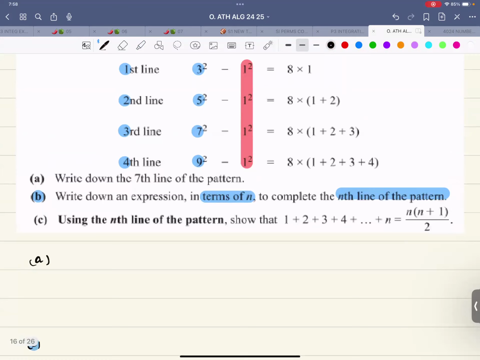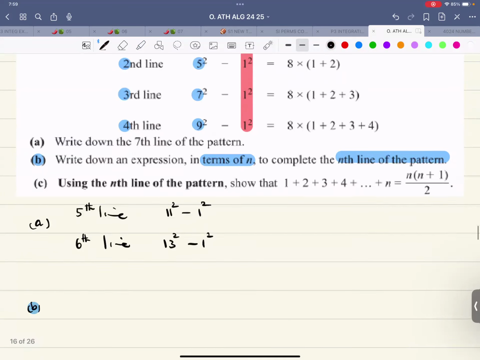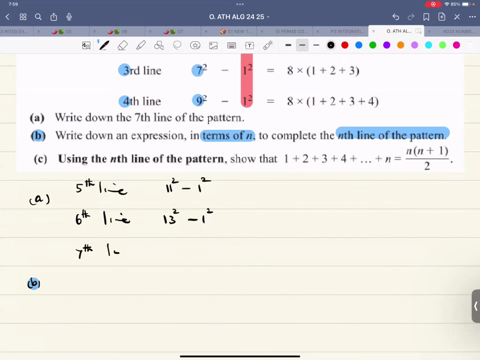So T5, the fifth line, let me write all the lines. Fifth line, that would be 9, and this would be 11 square minus 1 square. For the sixth line, add 2 of it, 13 square minus 1 square. For the seventh line, that should be 15 square minus 1 square.